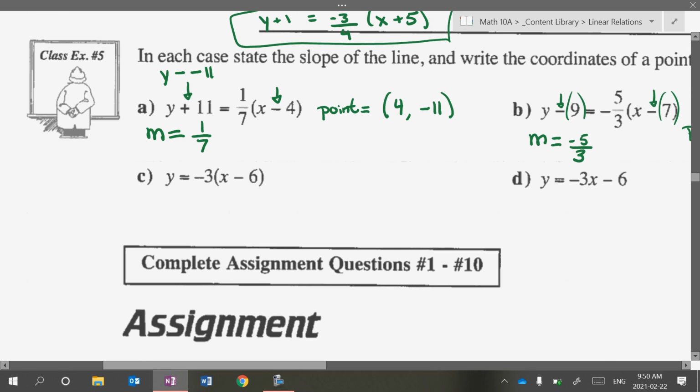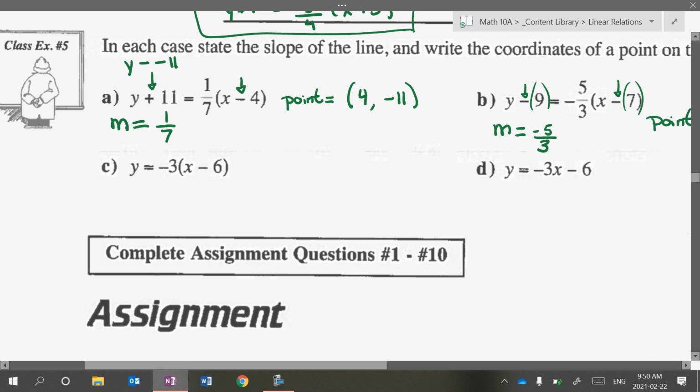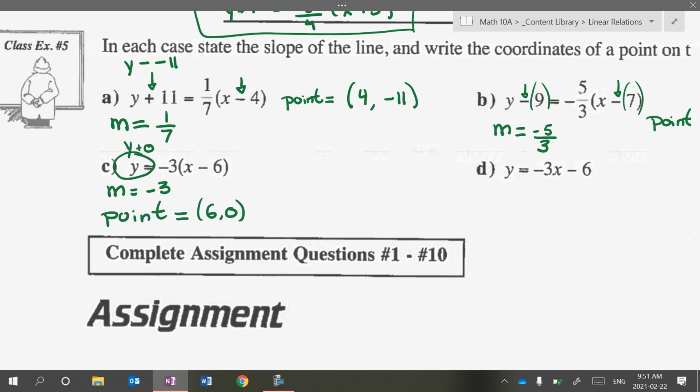Okay, let's look at C. Drew, what's my slope? Good. Priscilla, what's my point? Good, +6 and 0. There's nothing over here, it's just y, which means before that it was y plus 0. We don't have to actually write +0 down, so that's how we know that.